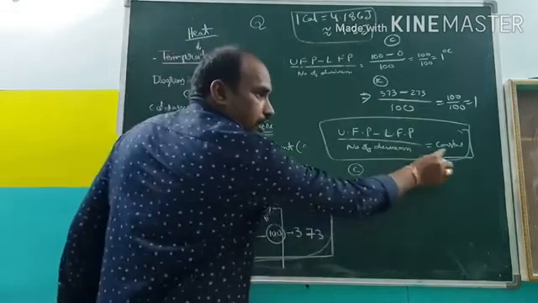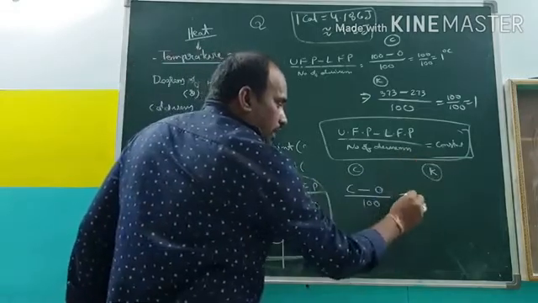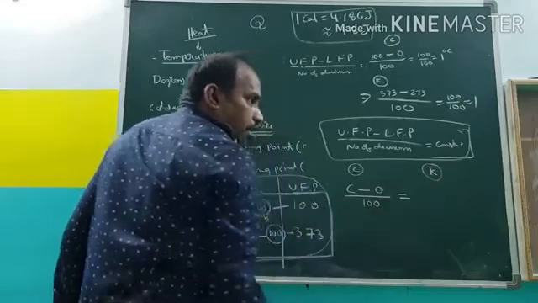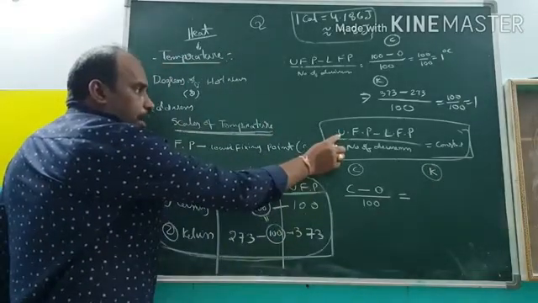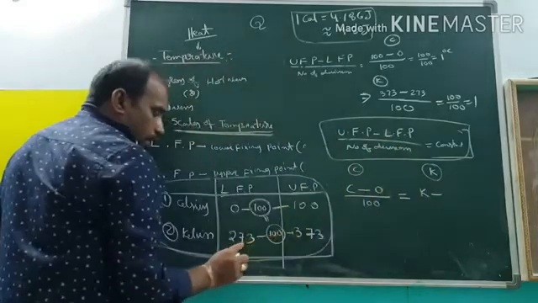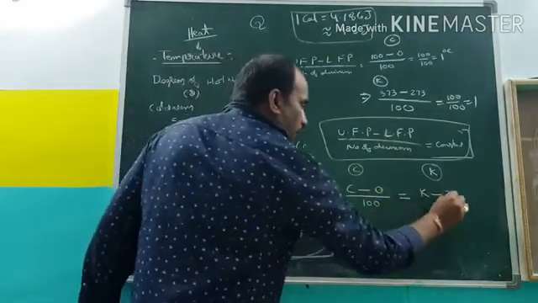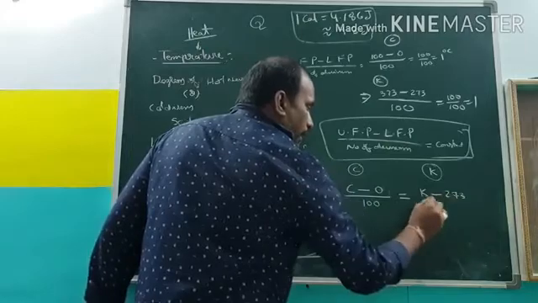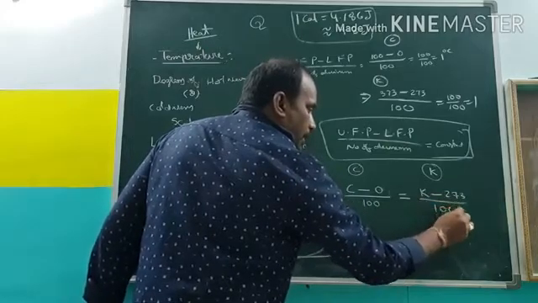This value, how much? Constant. So that is equal to Kelvin. What is the Kelvin? What is the formula? Upper fixing point minus lower fixing point of the Kelvin is how much? 273, by number of divisions, how much? 100.